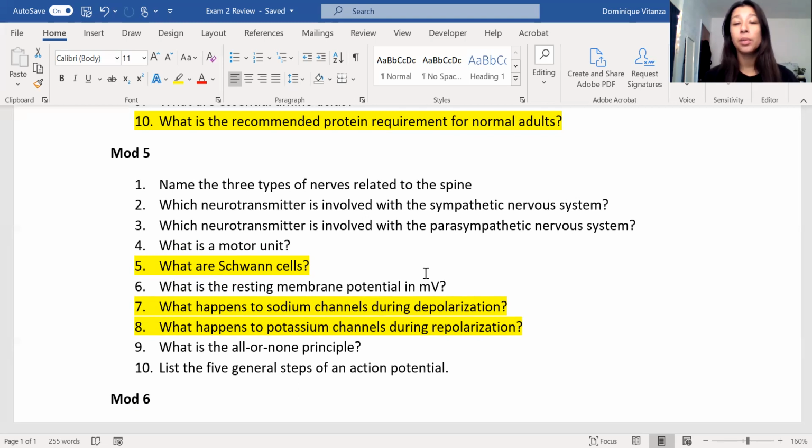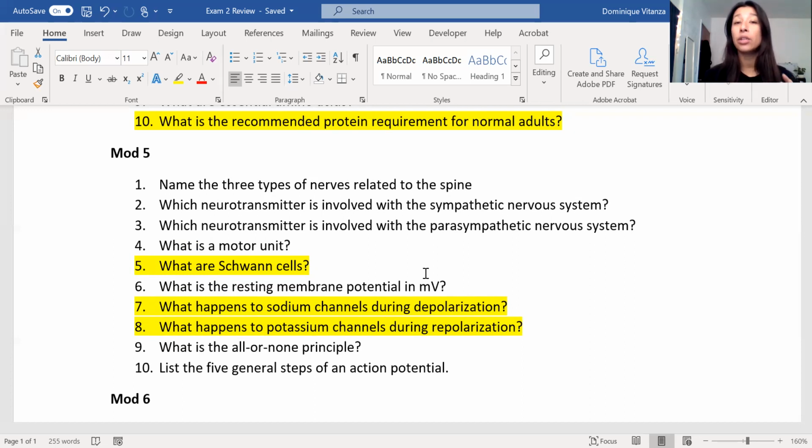And then, what happens to sodium channels and potassium channels during depolarization or repolarization? So just knowing all the steps of an action potential, right? You start at resting and then you hit your action potential threshold. There's a depolarization and then a repolarization, potentially a hyperpolarization, and then back to resting potential. So what is happening at each of those steps, where the sodium channels are either opening or closing and the potassium channels are either opening or closing? And what is the difference between the two?